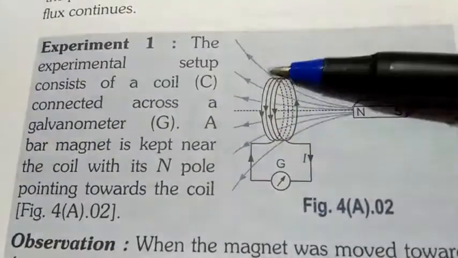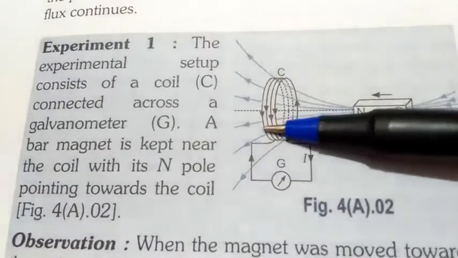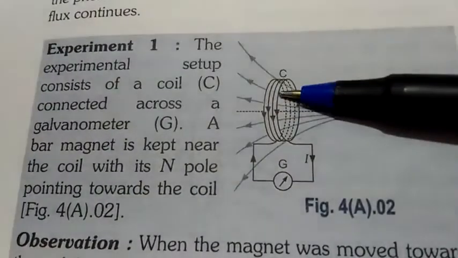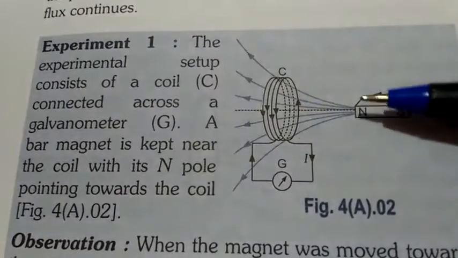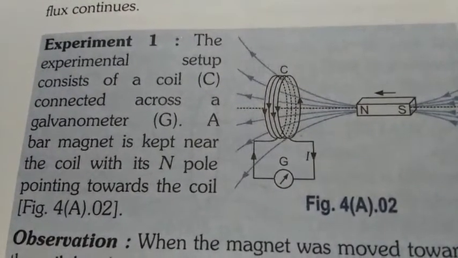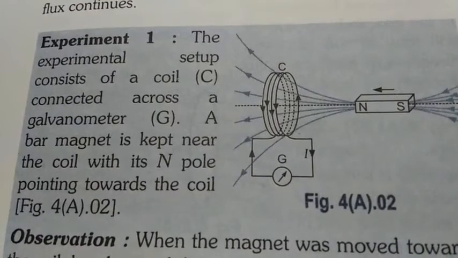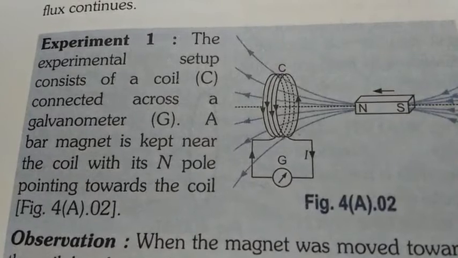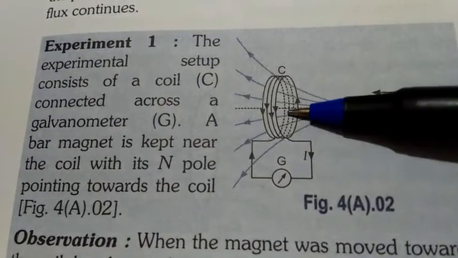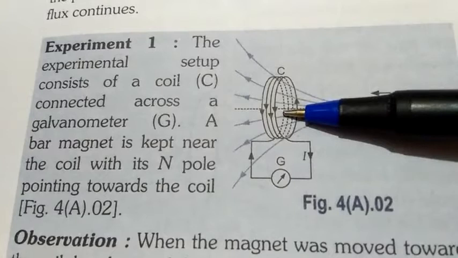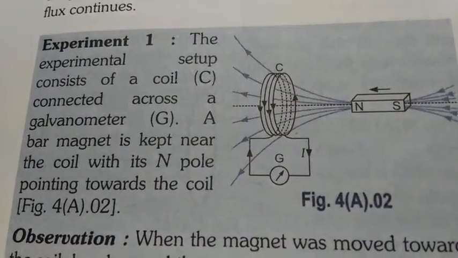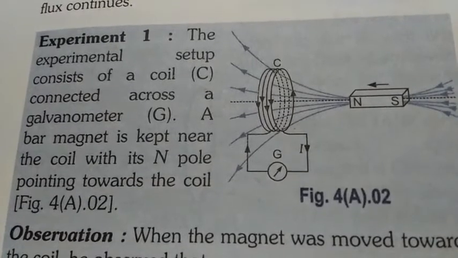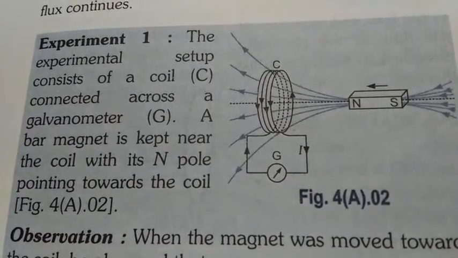Okay, it is a circular loop here, so some magnetic field lines are passing through this. That means magnetic flux is passing through this loop. When the bar magnet is stationary, there is no change in magnetic flux, but when we start moving the bar magnet, the magnetic flux linked with this surface also changes, and because of the change in magnetic flux there appears an induced EMF, and because of that induced current starts flowing.